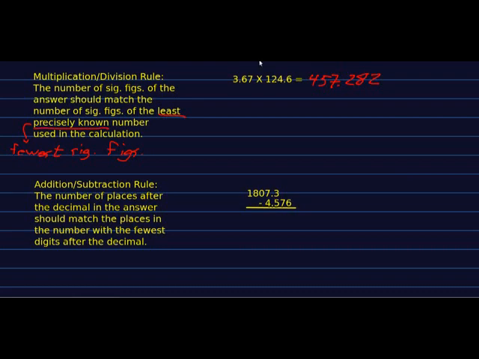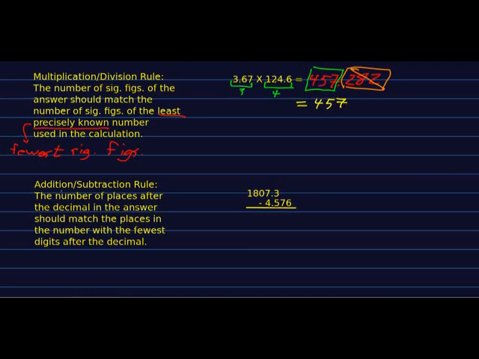457.282. Now, notice that this one has 3 sig figs, this one has 4 sig figs. We take the one with the fewest sig figs, so 3, and so we should have 3 sig figs in our answer. The rest of this is junk. We don't actually know those digits, and so we round off, 0.2 rounds down, so 457 is what we get there.